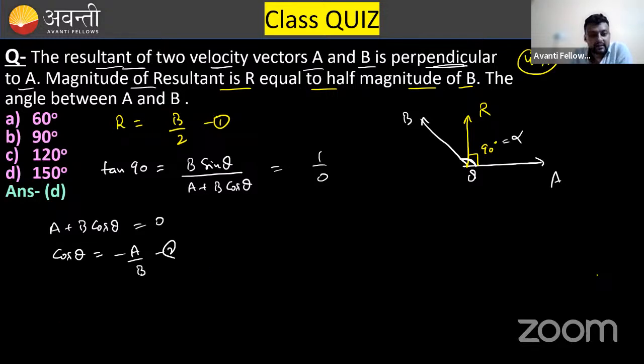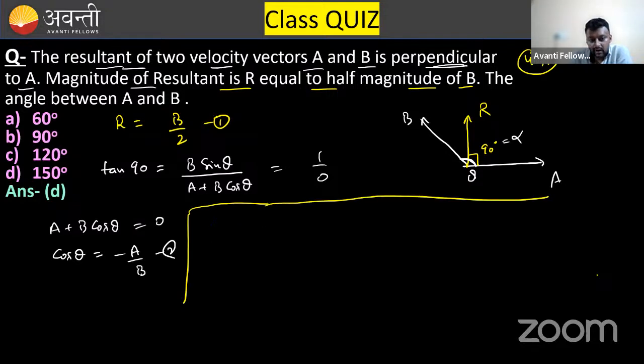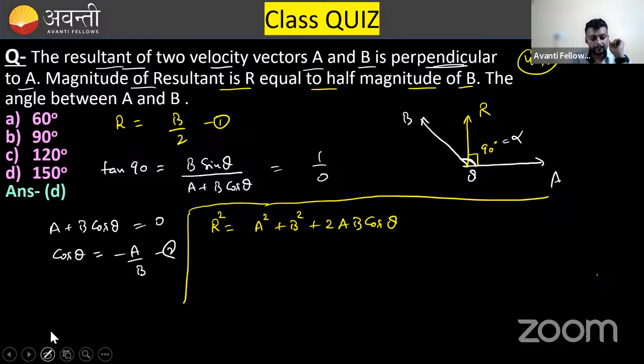what's given is that the resultant is half the magnitude, B by 2. And you know the formula of resultant. I hope everybody remembers the formula of the resultant, the parallelogram rule. R is equal to root of A square plus B square plus 2AB cos theta. I hope this is clear. If you remove the root, it will become R square, isn't it? Clear now, every statement. Now put the values.